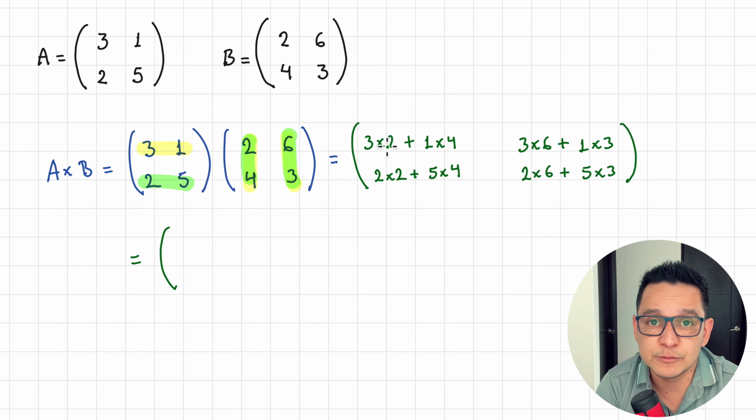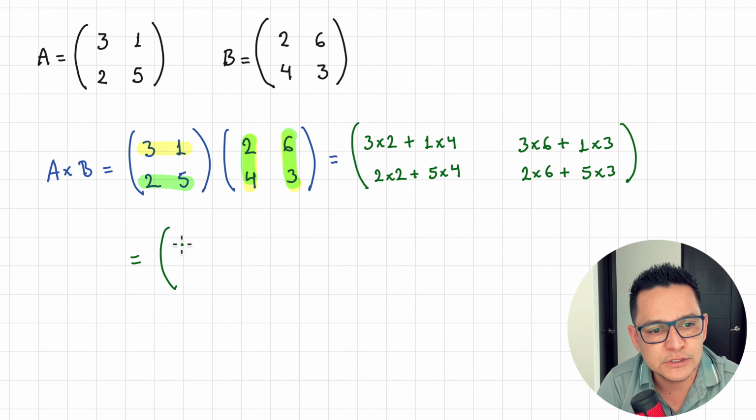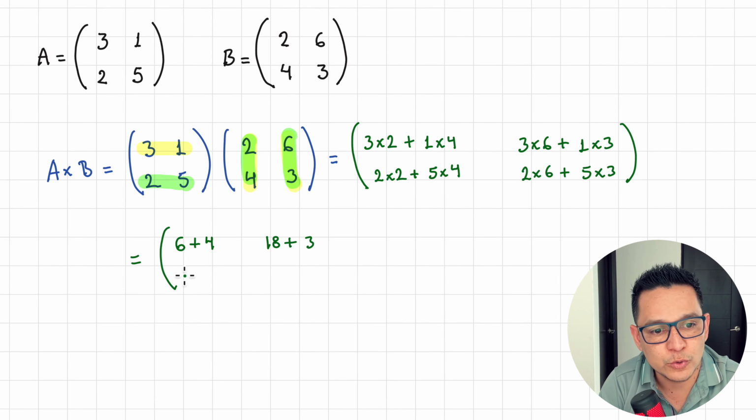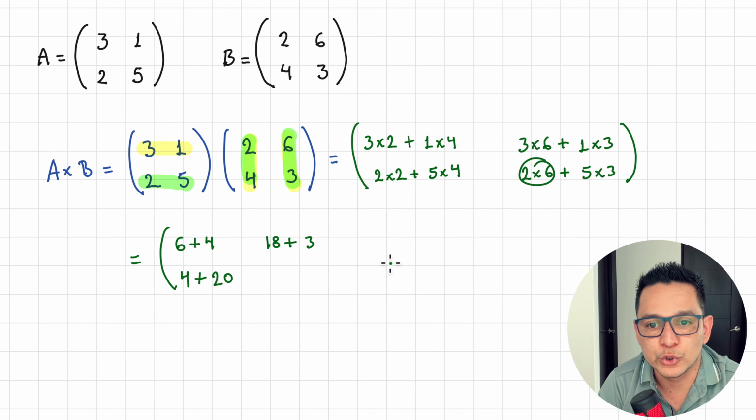So we do the multiplications, and at the end, we add them up. Okay, 3 times 2 is 6, so I have 6 here, plus 1 times 4, which is 4. Let's continue. 3 times 6 is 18 here, so I move a little to the side and write 18 and 1 times 3 is 3. Let's continue. 2 times 2 is 4, we write the 4. Plus 5 times 4 is 20, we write that. Then 2 times 6 is 12, we put that down, and plus 5 times 3 is 15.